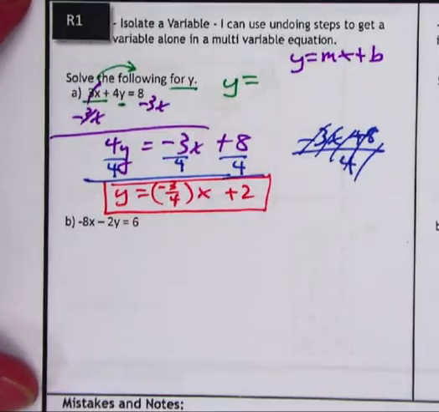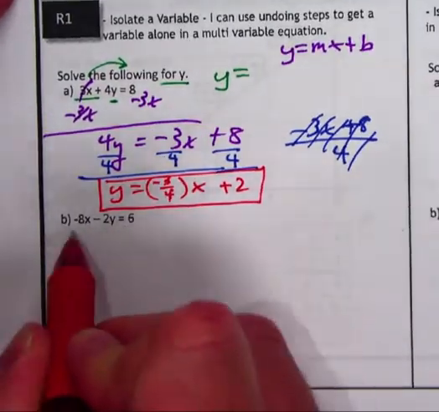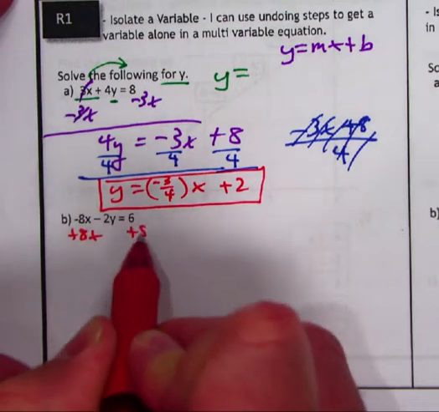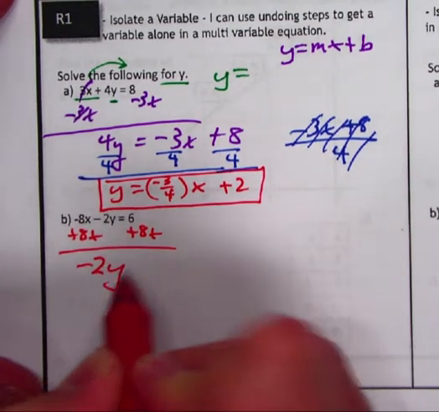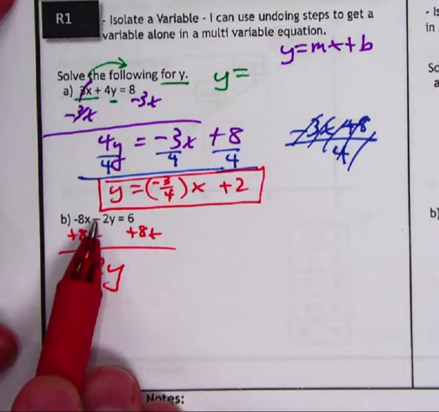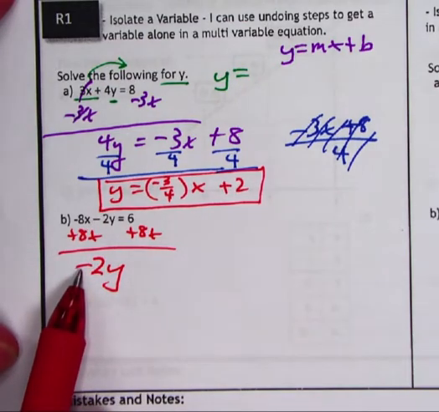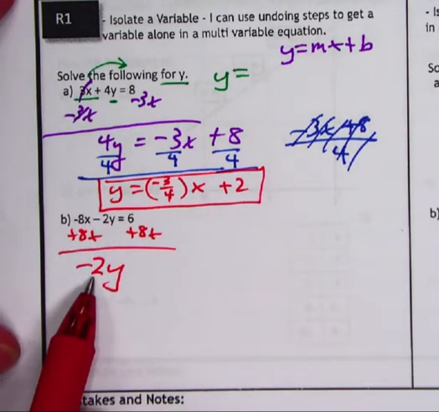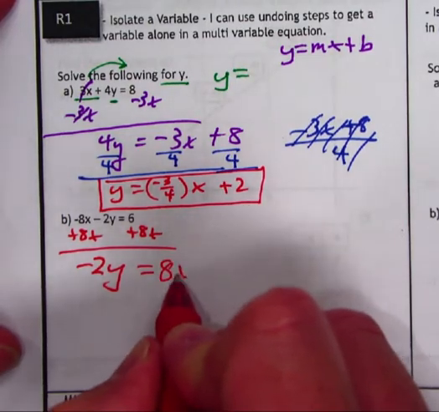Second one, same kind of thing. You're going to move everything that's not a y. So add 8x to both sides, add 8x, and negative 2y. Oh, look at that. The sign or the symbol that's in front of the number goes with that number. So make sure you bring down that negative, don't lose it. And then equals 8x plus 6.